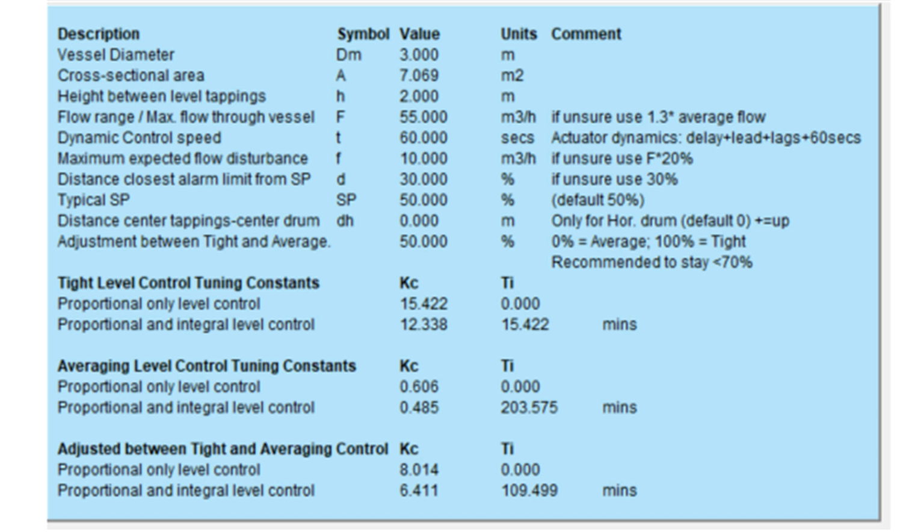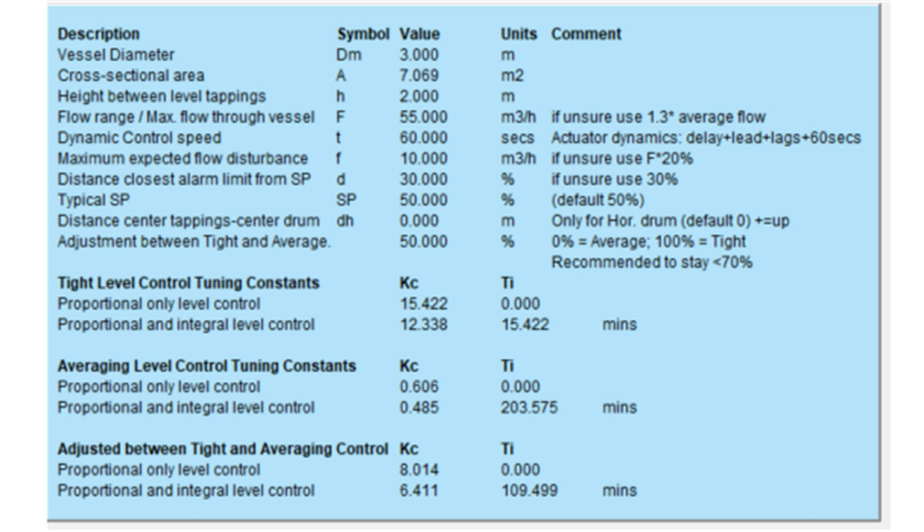For a slow process, 300 seconds or 5 minutes is appropriate. For a faster level, 30 seconds or 1 minute is appropriate. Small f is the maximum flow disturbance. You can enter 20% of large F, and D is the closest alarm limit from the set point.